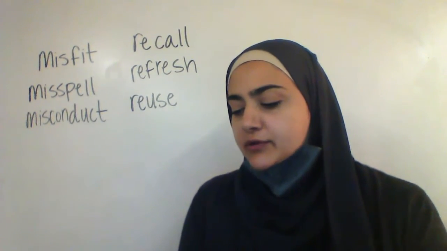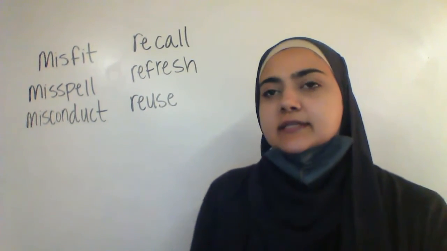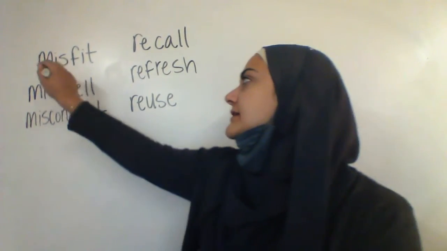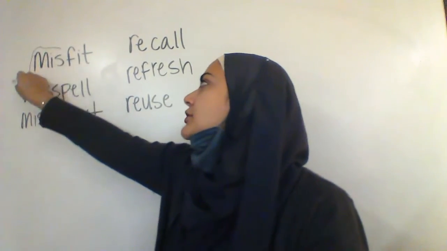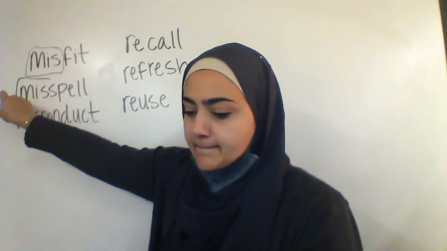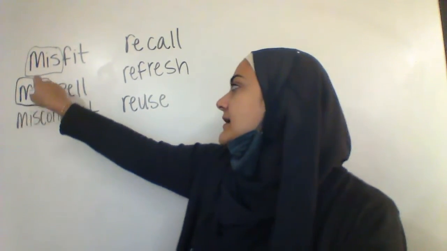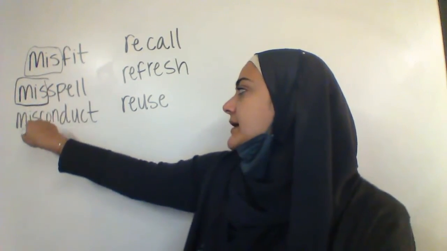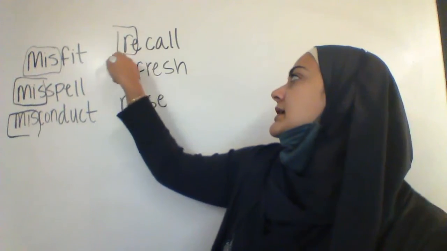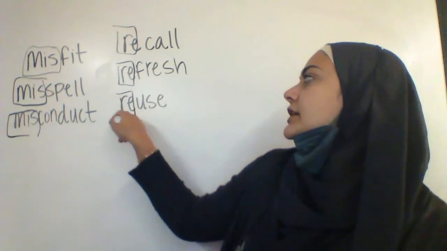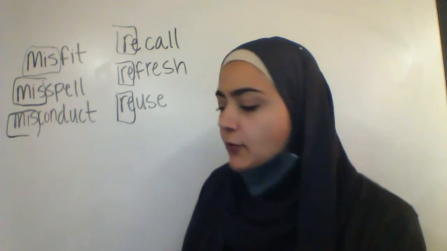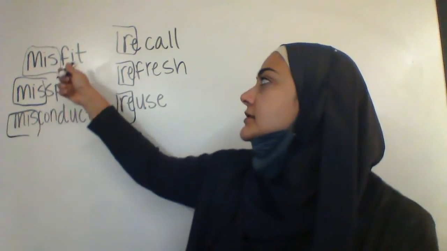Who can help me code these words? What do I do to these prefixes? We box them. So first I'm going to go through and I am going to box all of my prefixes. Miss. M-I-S. R-E. Very good. Okay, now let's code the rest of the word. Let's see. Amariah, help me code the word misfit.